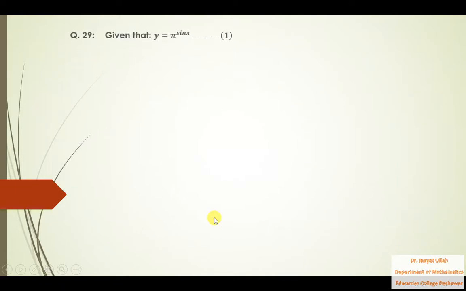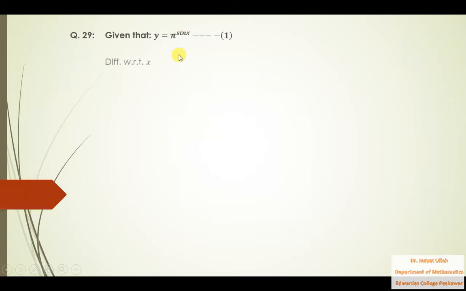Question number 29. First of all, we will differentiate this function with the help of the formula, and then by using logarithmic differentiation. We see here that the base of this function is pi, and we know that pi is a constant number, 3.14 and so on. So that is a constant number, not a variable. Pi power sine x, and x is in the power. So the base is constant and power is variable, so that is an exponential function. And secondly, we see that this base is not e, this base is other than e.